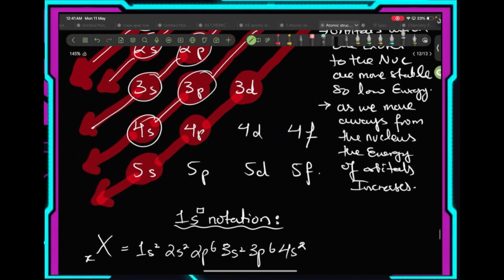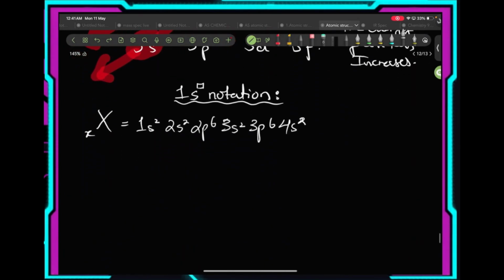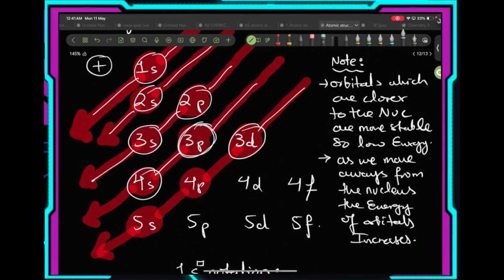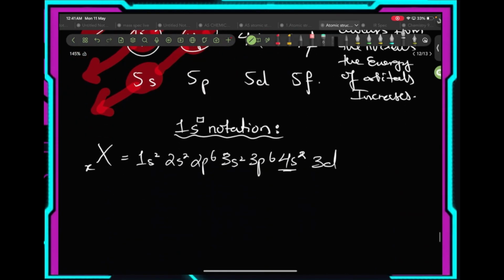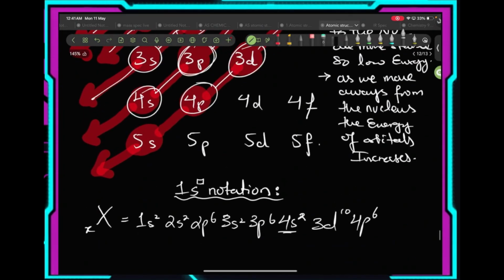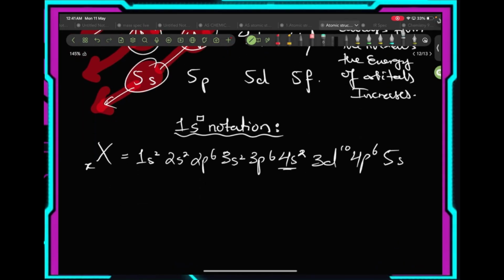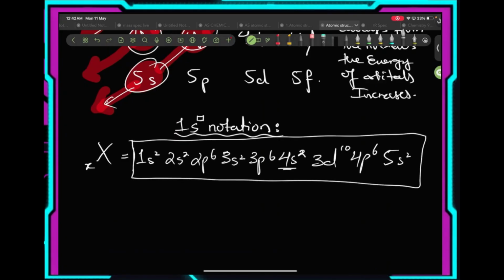But you have to keep in mind that after 3p, you do not fill 3d because 3d is further away from the nucleus and 4s is closer. So 4s will fill first. That's why I wrote 4s2 first. Now I'm going to write 3d because after 4s, you fill up 3d and then you fill up 4p. So 3d10, 4p6, and then we move on to 5s and we're going to stop here. So 5s2. This is the order that you're going to follow in order to fill electrons for any element or an atom of any element.